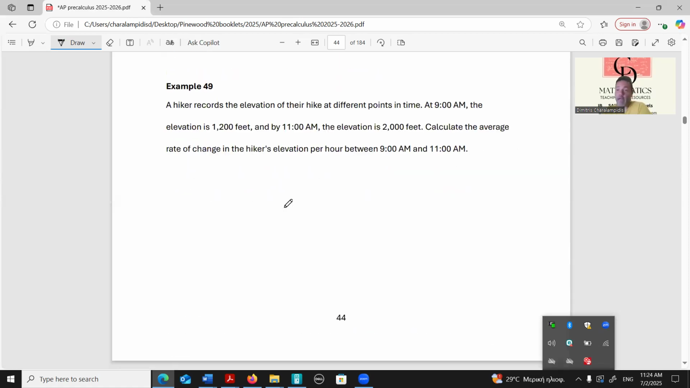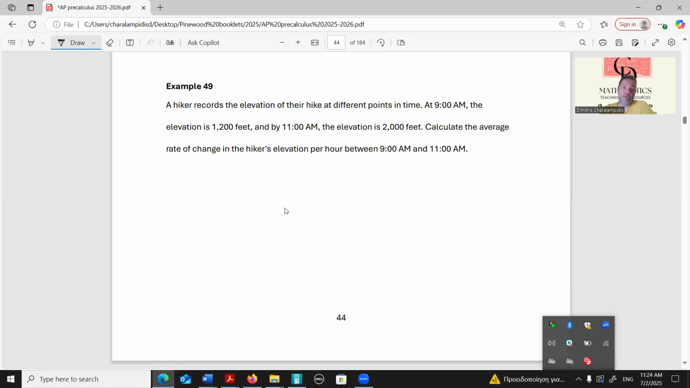Next example, and final for this video, it's a word example. A hiker records the elevation of their hike at different points in time. At 9 a.m., the elevation is 1,200 feet, and by 11 a.m., the elevation is 2,000 feet. Calculate the average rate of change in the hiker's elevation per hour between 9 and 11.